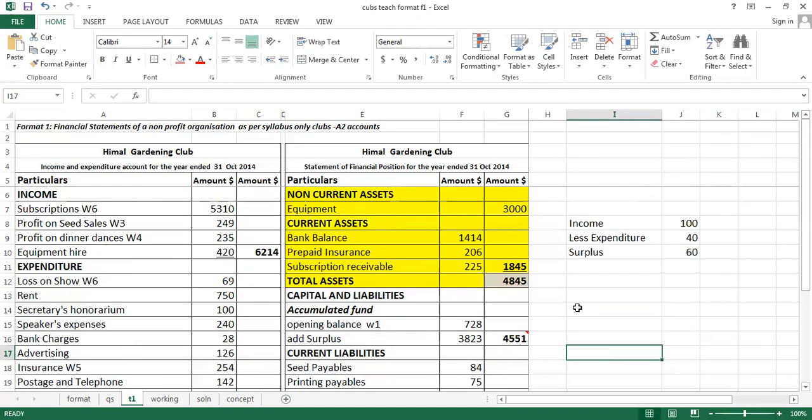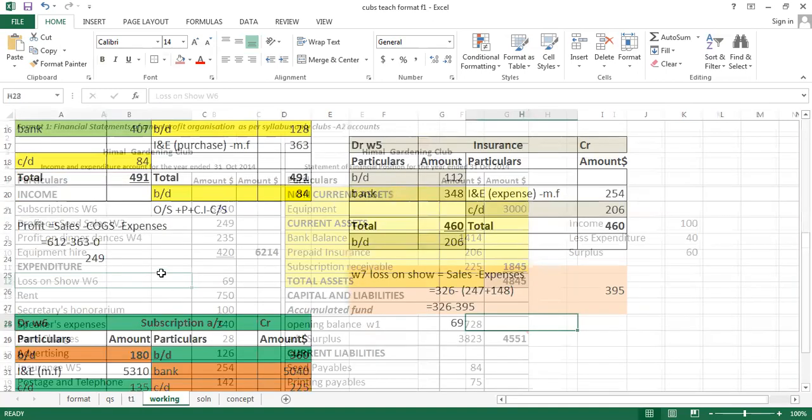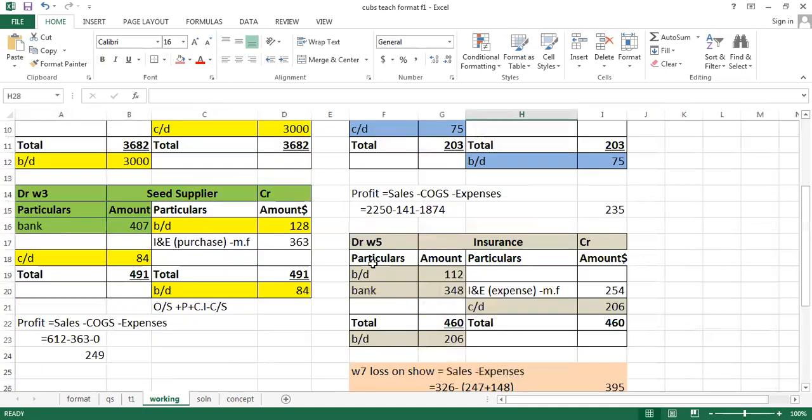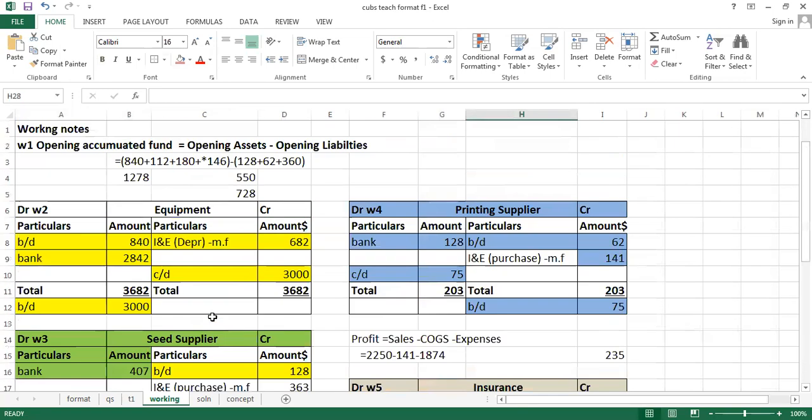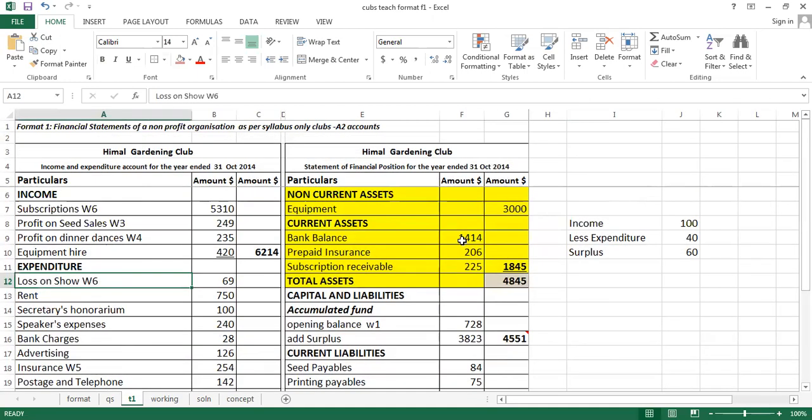Now in the real exam, first you need to make an income and expenditure account by doing all these workings. In the exam, this many workings would not come, just one or two. So you need to get used to it. And then second, after making your income statement, you're supposed to make the statement of financial position. But for simplicity, first I taught you the statement of financial position and then the income statement.